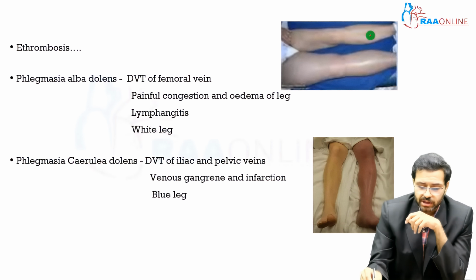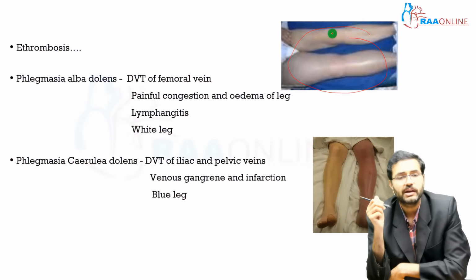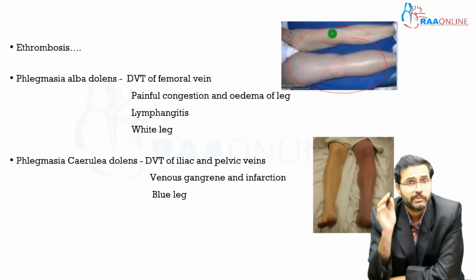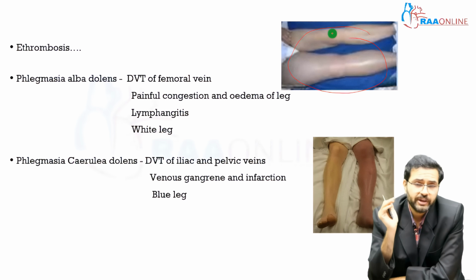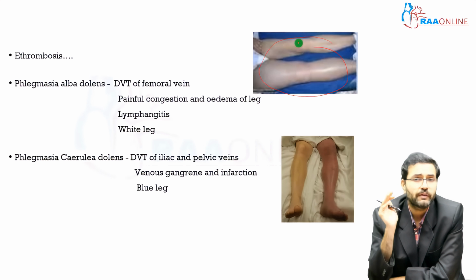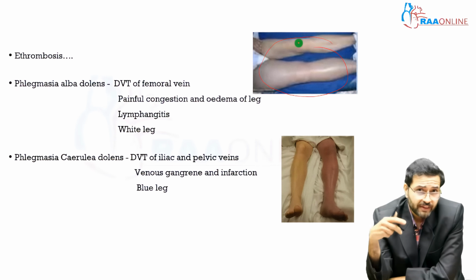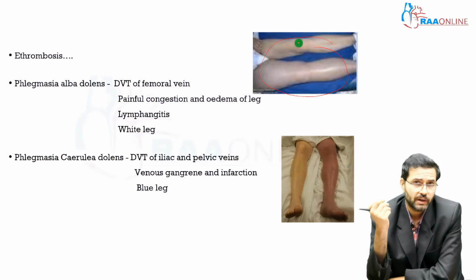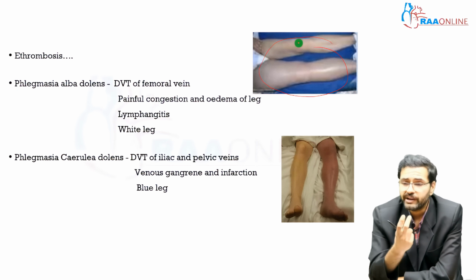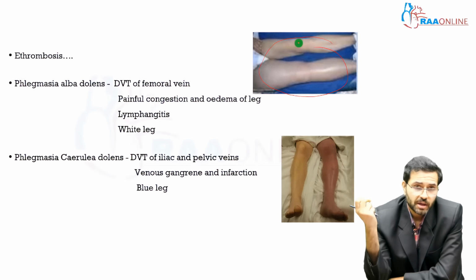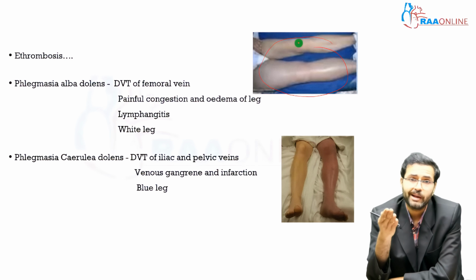This image here is a picture showing phlegmasia alba dolens. Alba means white, so phlegmasia alba dolens is also called white leg. Here there is a deep vein thrombosis of the femoral vein, resulting in painful congestion, edema and swelling of the lower limb. Associated with that, there is lymphangitis, resulting in even worsening of the edema of the limb. When you have severe edema of the limb, it appears as if the entire limb is white or blanched, giving the terminology phlegmasia alba dolens.